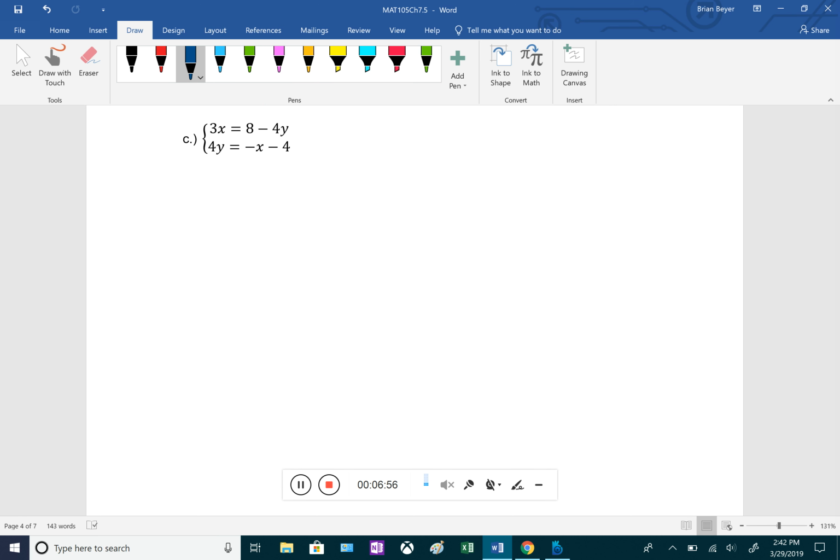So I'm going to rewrite this. I'm going to rewrite that squiggly bracket. I'm going to add 4y to both sides in the first one, so 3x plus 4y equals 8. And then I'm going to add x to both sides for the second one and get x plus 4y equals negative 4.